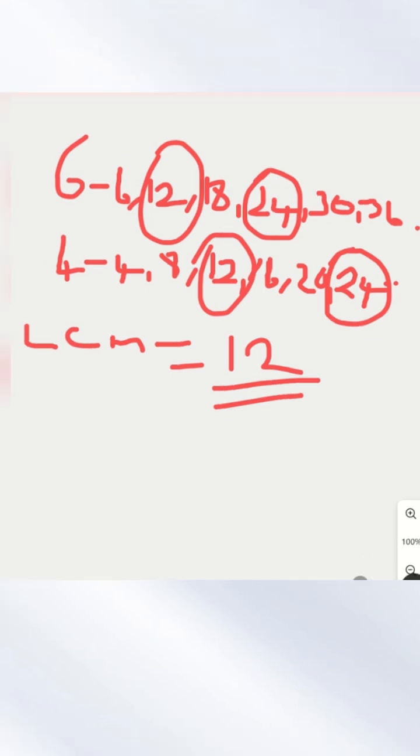This method we have just used is called the listing method, whereby you list out the multiples and you find the smallest of the multiples as the LCM. Now we're going to look at another method of finding LCM. The next method is called prime factorization, or you can use the division method, whereby you divide the numbers using their prime numbers. For example, let's use 6 and 4.